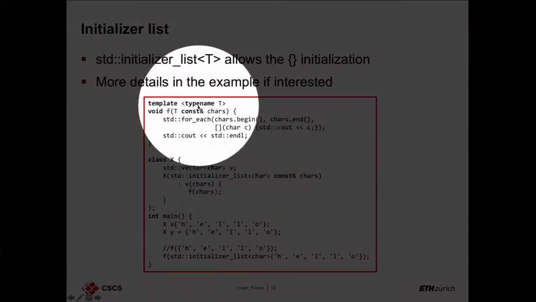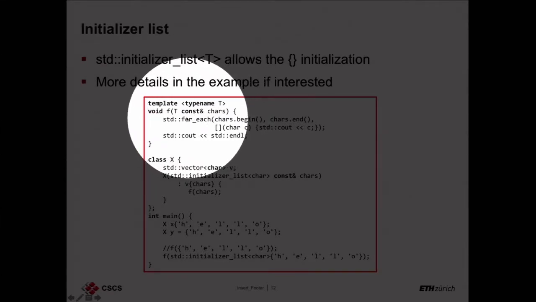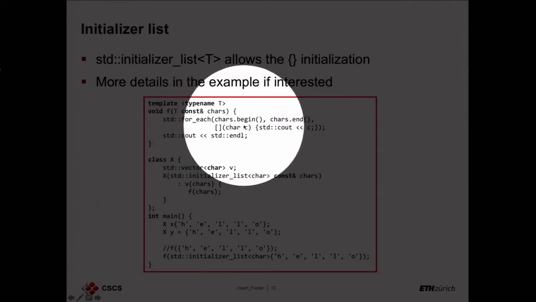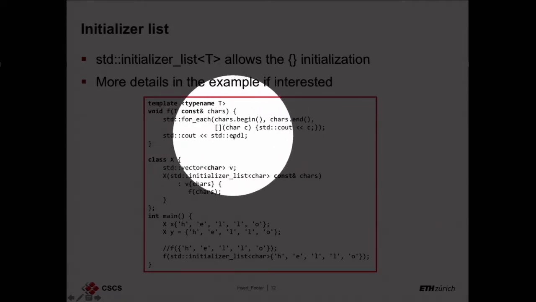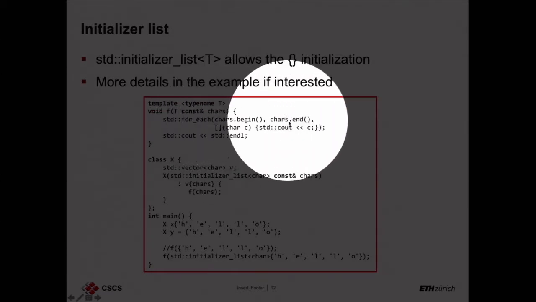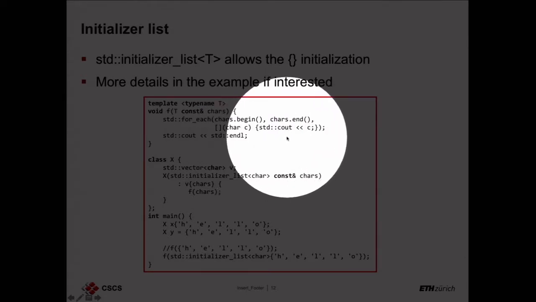I can also have a function that takes something. So for instance, this is a template function that takes something, which I call chars. Actually, no, sorry. I can print these chars from these functions. Right? For each element in these chars, from beginning to end, print this to cout. We will see all this syntax shortly.